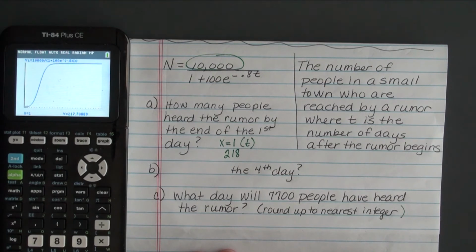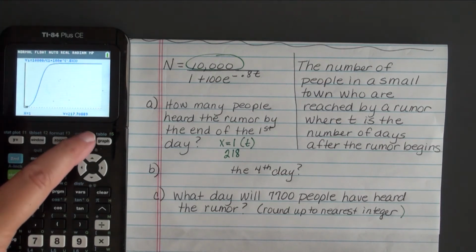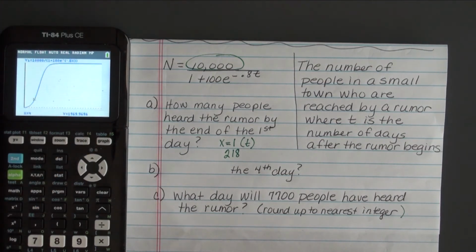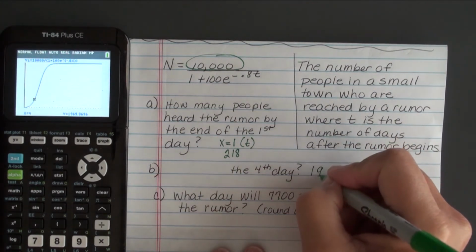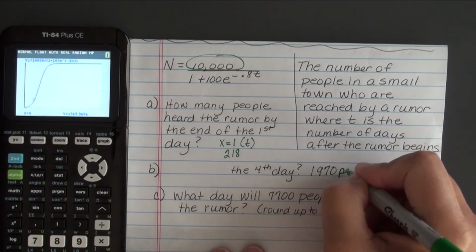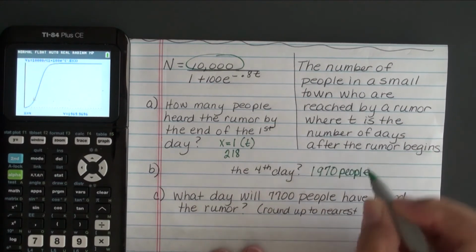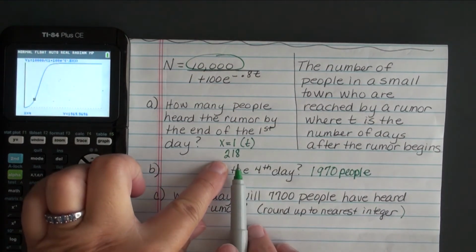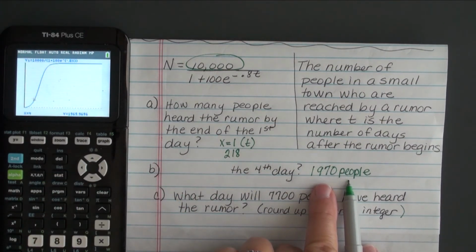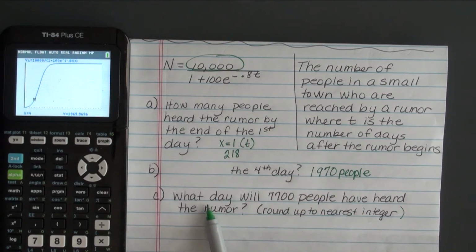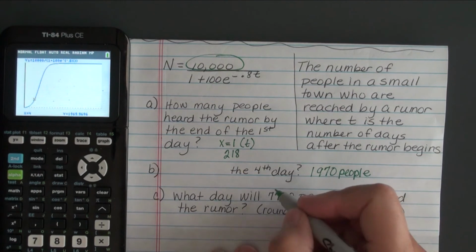Now what about the fourth day? Well, in the fourth day, we'll do trace 4, and now we are all the way up to 1,969.9696, or 1,970 people. So between the first day of 218 people hearing the rumor, and the fourth day, this many people have heard the rumor. Now what day will 7,700 people have heard the rumor?